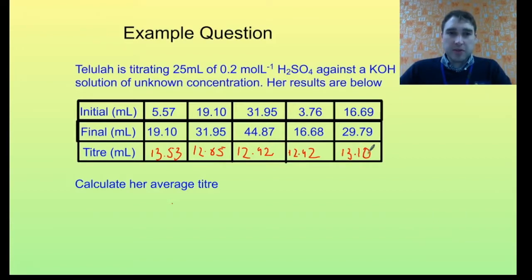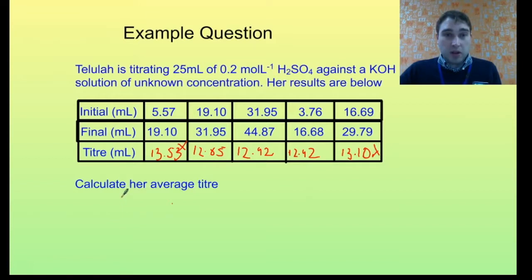So there's my results. If I have a look at my results here, I can see I've got 3 that are within 0.1 of a mil of each other. I've got my ballpark out the front here, and I've got another one that's a little bit out. So what I'm going to do is indicate which ones I'm going to use by crossing out the ones I'm not going to use. So I'm just going to put a big cross next to the ones I'm not going to use, so then I can see which ones I'm going to use for my average titer.